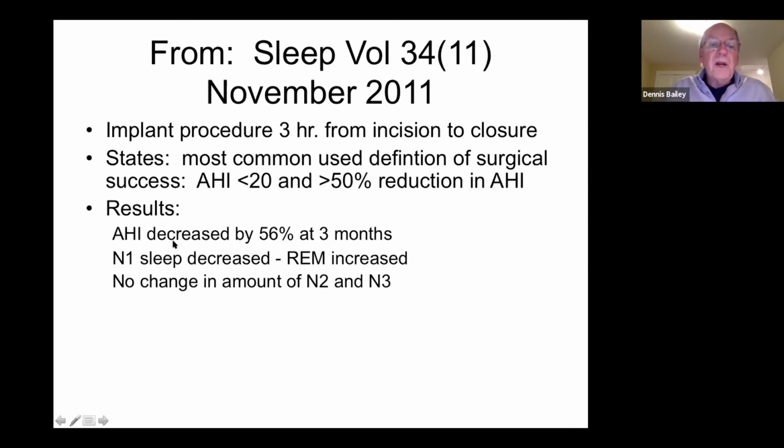And results show an AHI decreased by 56% at 3 months, N1 sleep decreased, REM increased, but there was no change in the amount of N2 and N3 sleep.